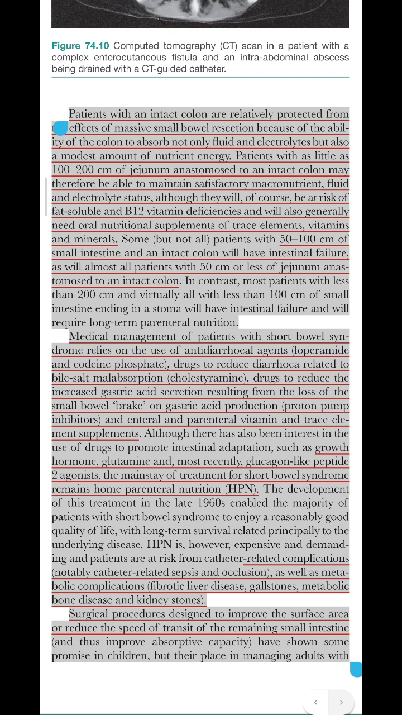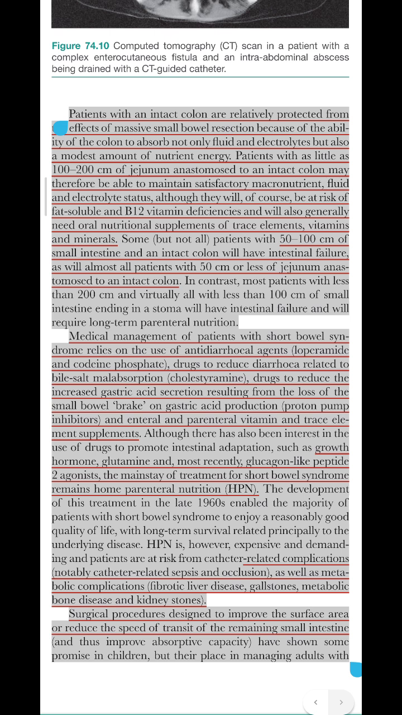Medical management of patients with short bowel syndrome relies on the use of antidiarrheal agents, loperamide and codeine phosphate, drugs to reduce diarrhea related to bile salt malabsorption, cholestyramine, drugs to reduce the increased gastric acid secretion resulting from the loss of the small bowel brake on gastric acid production, proton pump inhibitors, and enteral and parenteral vitamin and trace element supplements. Although there has also been interest in the use of drugs to promote intestinal adaptation, such as growth hormone, glutamine and, most recently, glucagon-like peptide 2 agonists, the mainstay of treatment for short bowel syndrome remains home parenteral nutrition, HPN.